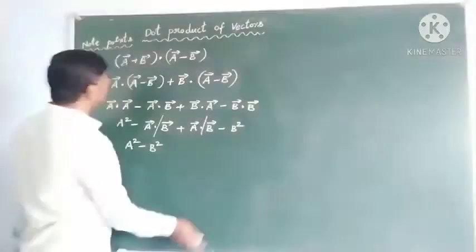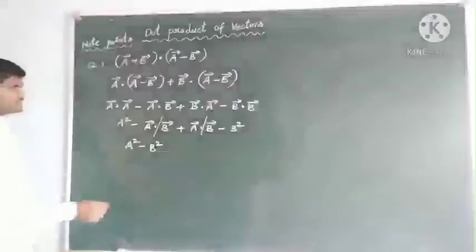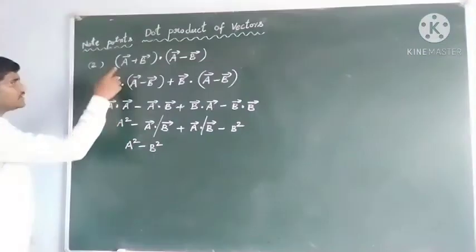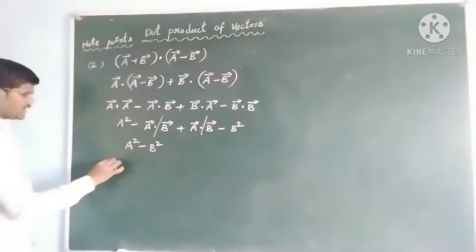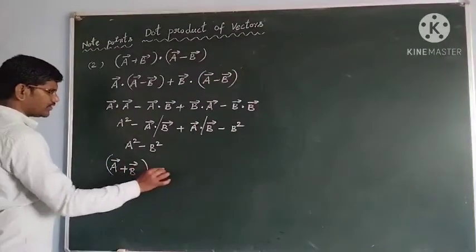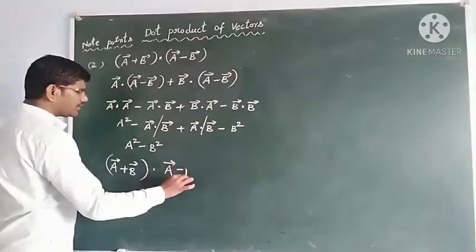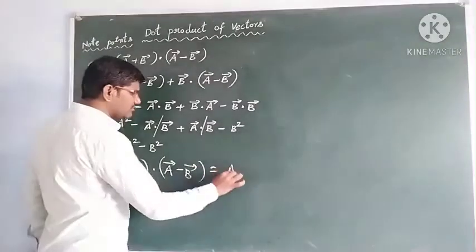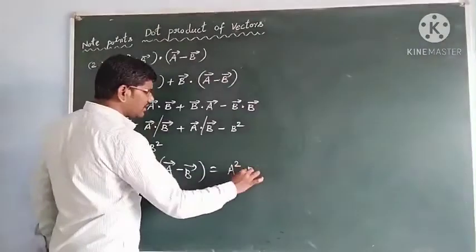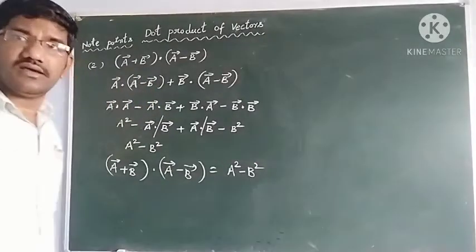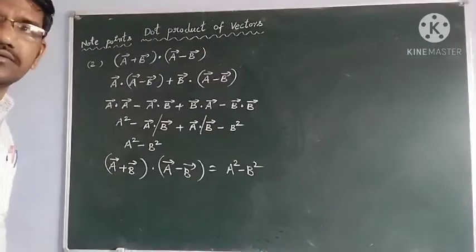Okay students, so its result we are getting finally: a bar plus b bar dot a bar minus b bar, if we check it, is equal to a square minus b square. Okay students, that is the value we got.